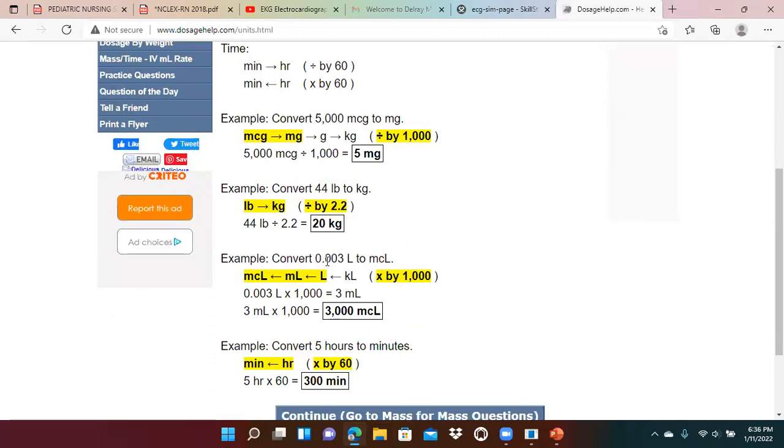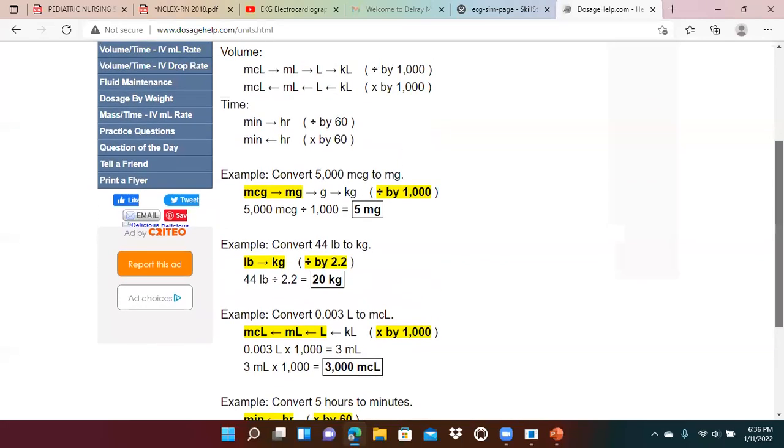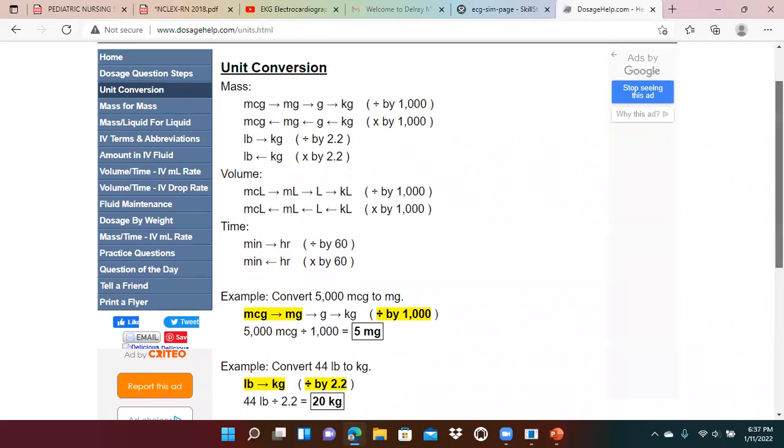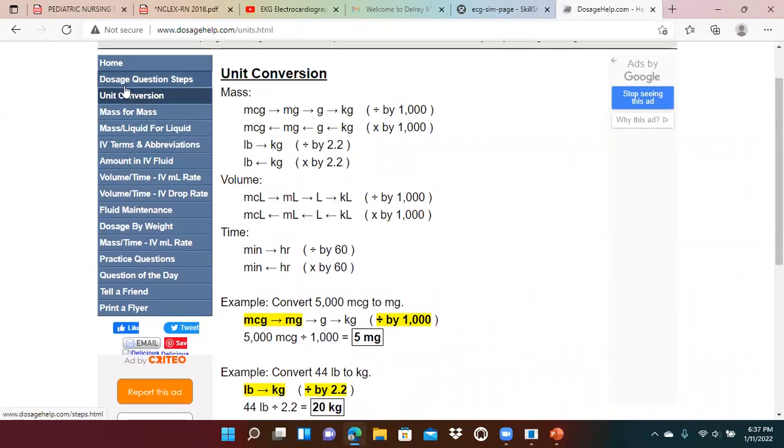Another example here. Convert 0.003 liter to microliter. So microliter, milliliter, liter, and kiloliter. If you want to convert big to small, multiply, like 0.003 multiply by 1000, 3 liter, right? And 3 liter times 1000 is 3000 mcl. Convert 5 hour to minute. So a big number converted to small, multiply or times by 60. 5 hour times 60, 300 minutes. So this is the very basic about unit conversion. Now go and check.